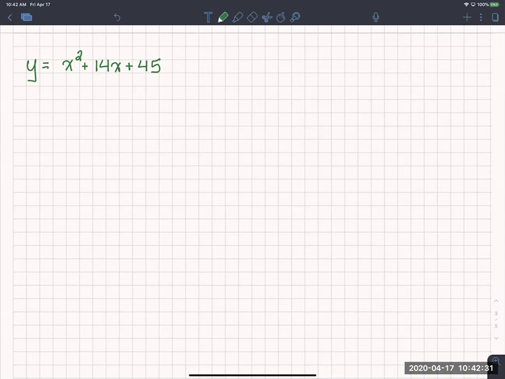All right, so let's get started. So the first thing, remember, we have to move the constant term, which is 45, to the opposite side. So remember, how do we move a number across an equal sign? We have to do the opposite operation. So it's plus 45, so we subtract 45 from both sides.